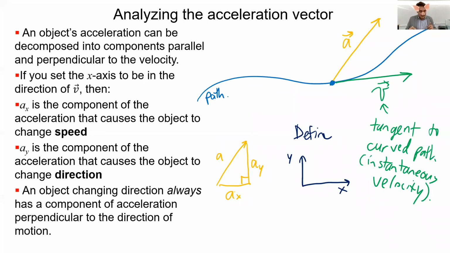A sub y is the component of the acceleration that causes the object to change direction. In this case it's positive, which means the whole thing is turning to the left, and a little instant later, the velocity will curve a little bit. So an object changing direction always has a component of acceleration perpendicular to the direction of motion.